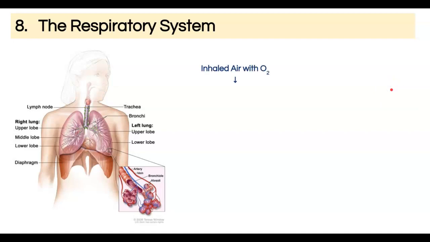So I'm going to start with inhaled air that's going to contain oxygen. Where is it going to go first? Well, it's going to go either into our oral or nasal cavity. It's going to travel through our nasal cavity or oral cavity through the pharynx. The pharynx, remember, is that fancy word for throat. It's going to go to the larynx.